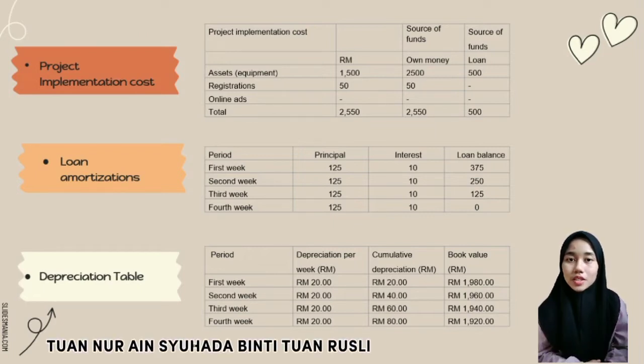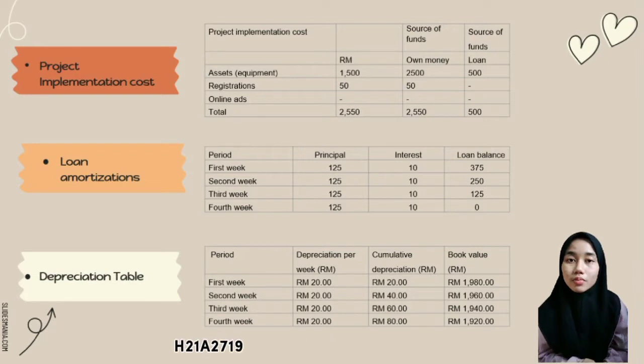Next is the depreciation table. The value of an asset depreciates over time. The original cost of our asset is RM 2,000. The life expectancy of the asset is 100 weeks. So our depreciation per week is RM 20.